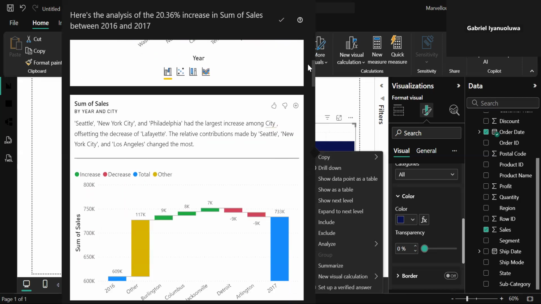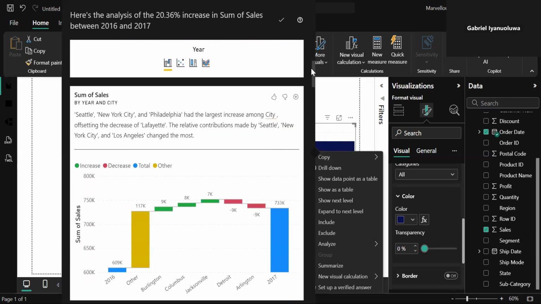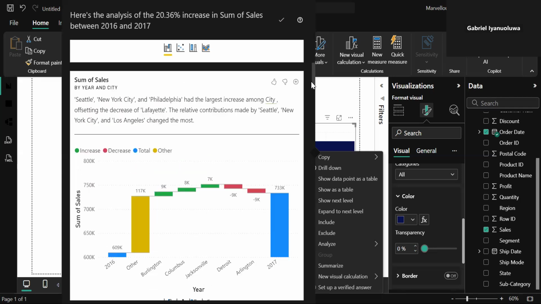So if I move down, because we have different visuals that it has generated, we are going to be checking all those metrics one after the other, for us to know those different factors that contributed powerfully to the increase of our sales, either by state, or by different angles that we try to explore. So it helps us to make a better decision on those different factors or different regions responsible for it. Now, this is by city. It's now telling us that Seattle, New York, and Philadelphia are the largest increase among the cities.